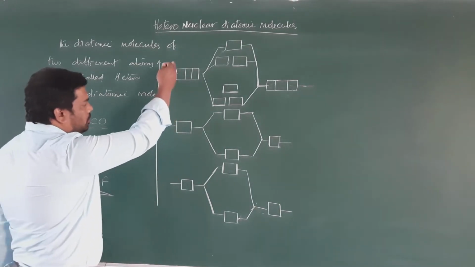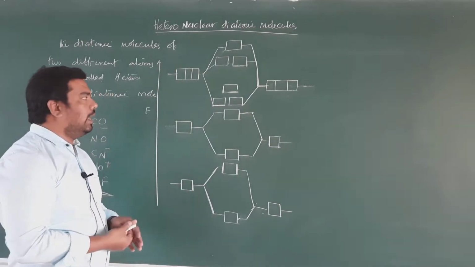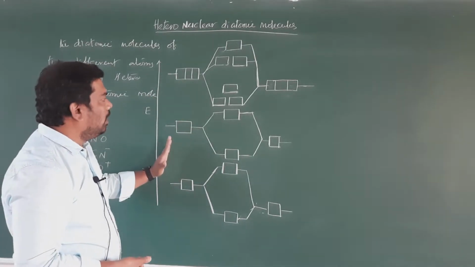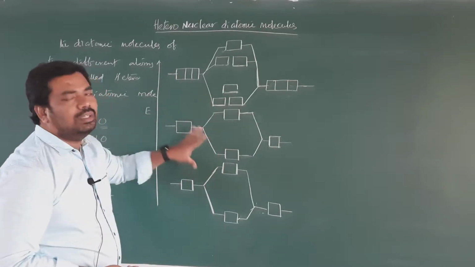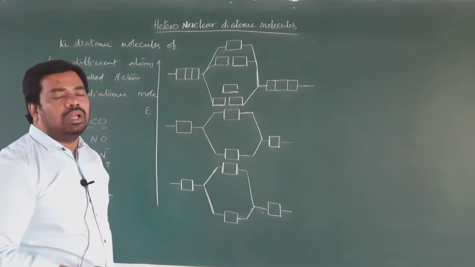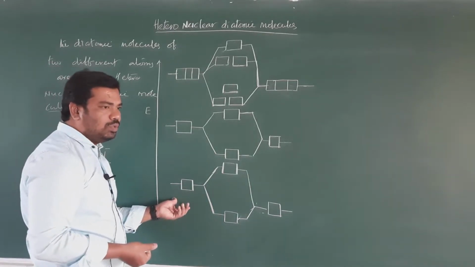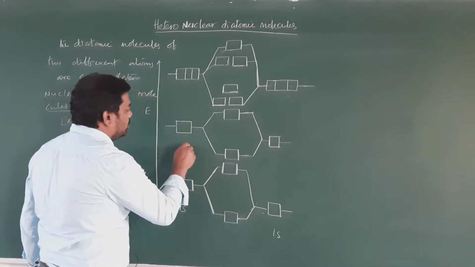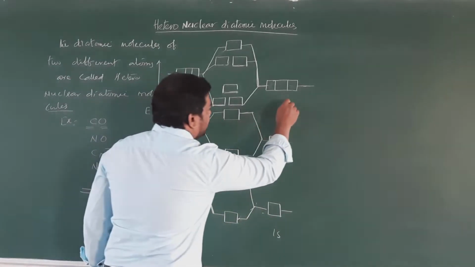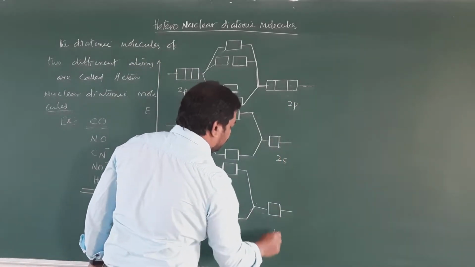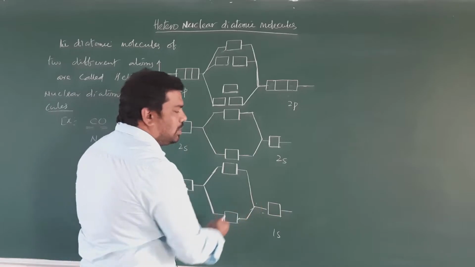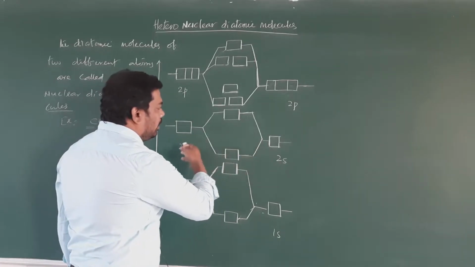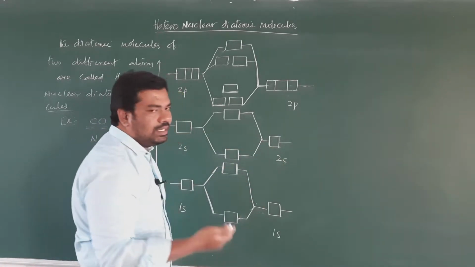Here you can see, students, the energy level diagram. I have not mentioned the electrons in the energy level orbitals; I have only drawn the figure of this molecular orbital energy level diagram. This is 1s, this is also 1s, then 2s, here it is 2p, here it is 2p, and here 2s, 1s. Combining the 1s orbitals we get sigma 1s and sigma star 1s. Combining the 2s orbitals we get sigma 2s and sigma star 2s.